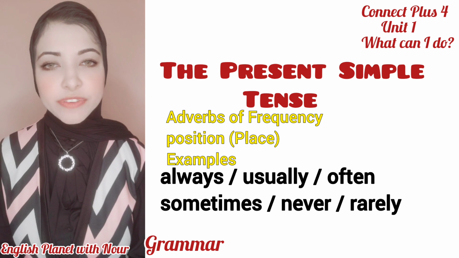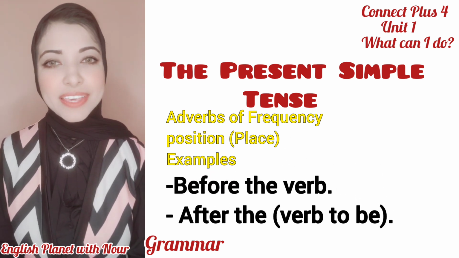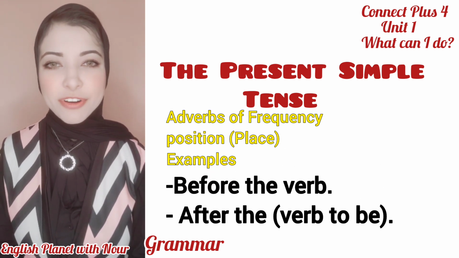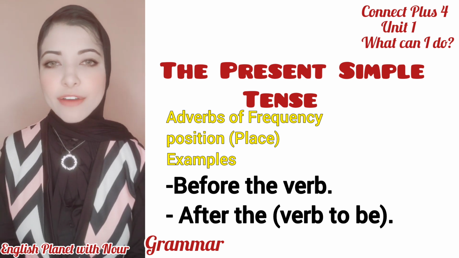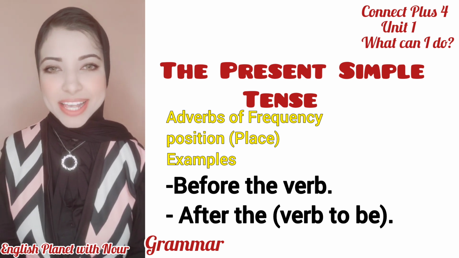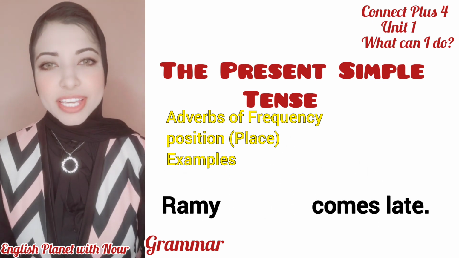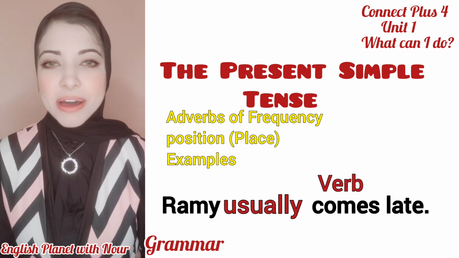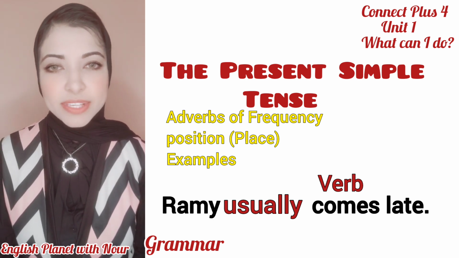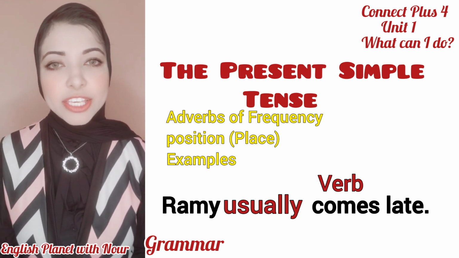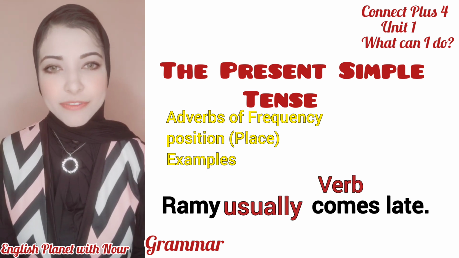Where can we add all these adverbs of frequency? They come before the action verb or after the verb to be. Like in these examples, Rami usually comes late. Here we have comes, this is an action verb, and usually is an adverb of frequency. It comes before the verb.